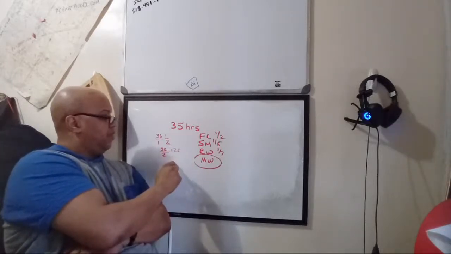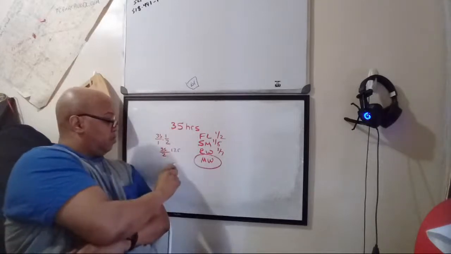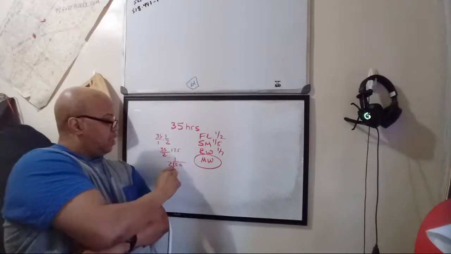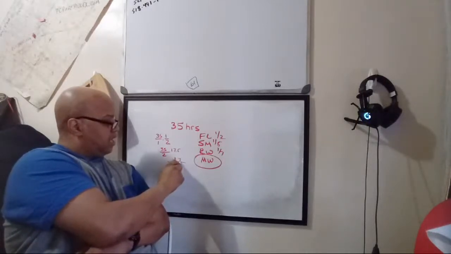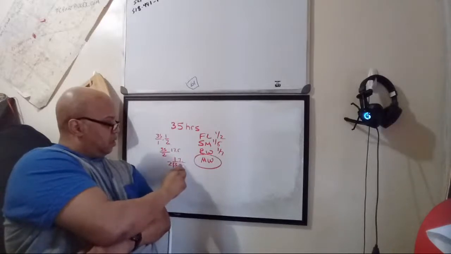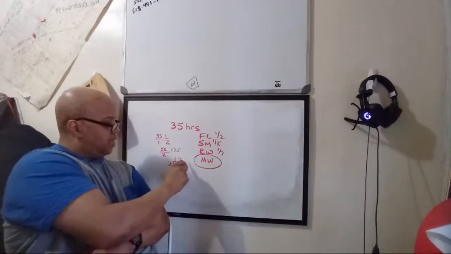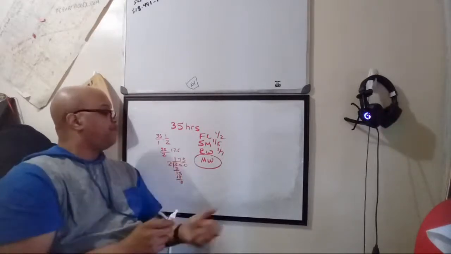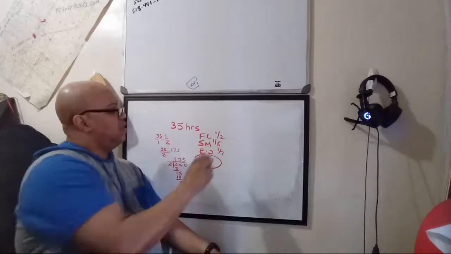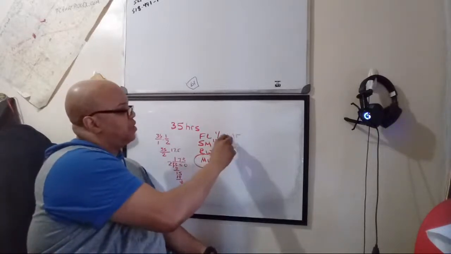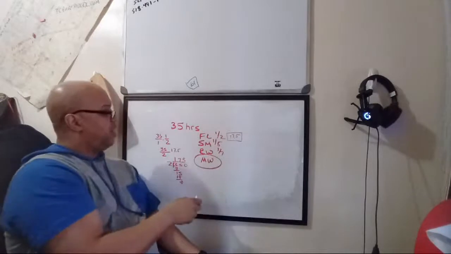But let me just do it the right way. Two goes in one time... 35 divided by 2 is 17.5. All right, so I was right. 17.5 hours is going to be filing letters.